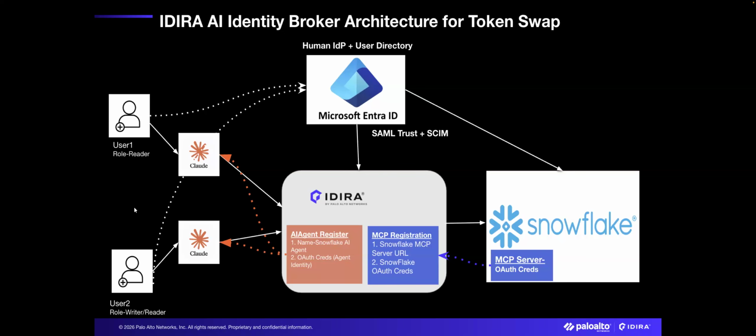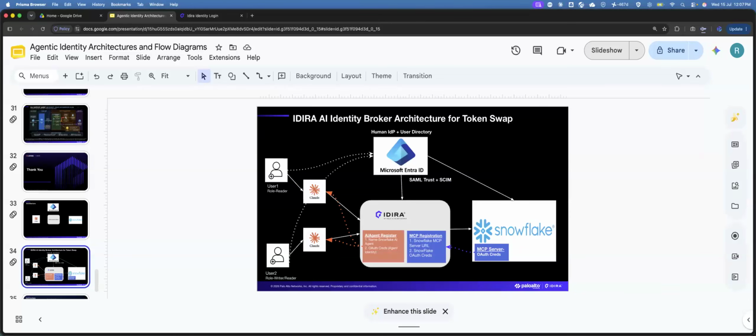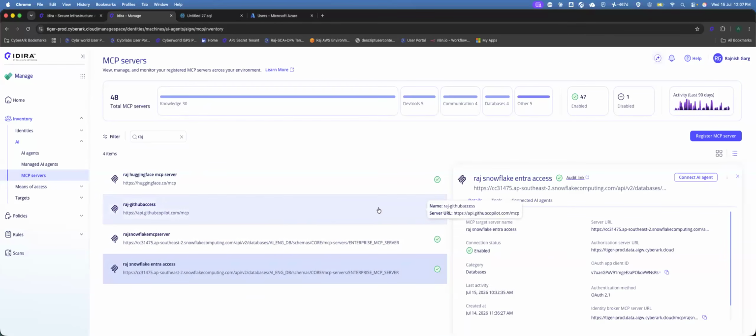In terms of the users, I got two different users. User one, I named it test one, and user two, test two. My user one has been given privileges called reader role, and my user two, which is test two, has been given privileges of writer plus reader role. And my entire ecosystem is integrated with my Entra ID, which is my human IDP and my user directory. Before we jump on to the demonstration, let me quickly bring up my browser.